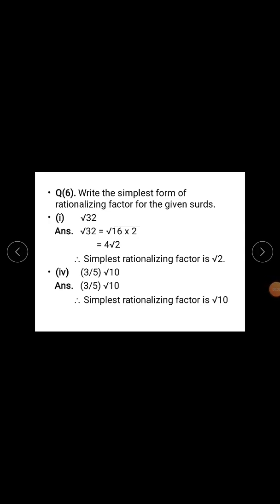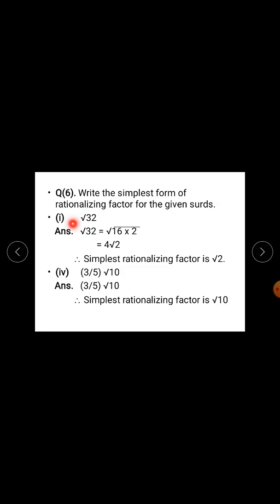Now question number 6 from problem set 2. Question number 6. Write the simplest form of rationalizing factor for the given surds. Students, surds like root 2, root 3, root 5, root 7, root 10 are in the simplest form.